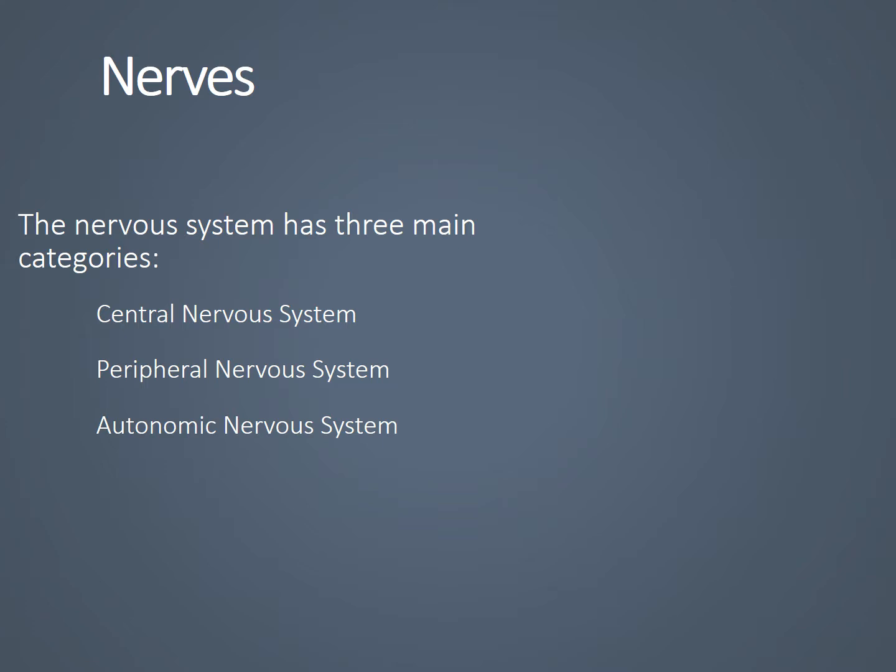Nerves. For the purposes of this course, we're going to go into just the basics of the nervous system. The nervous system is one of the most complex systems in our body. It is made up of three main categories: central nervous system, peripheral nervous system, autonomic nervous system.